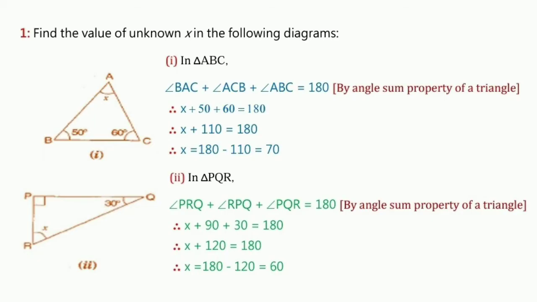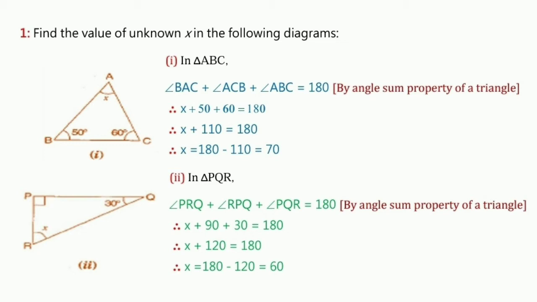Now exercise 6.3. First sum. Find the value of unknown x in the following diagrams. First sub question. Students, please see the diagram. Triangle ABC is given where the value of angle B is 50, value of angle C is 60, and we have to find out the value of x. That is, we have to find out the value of angle A.